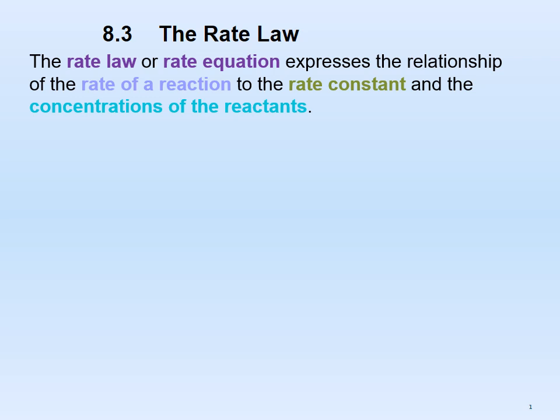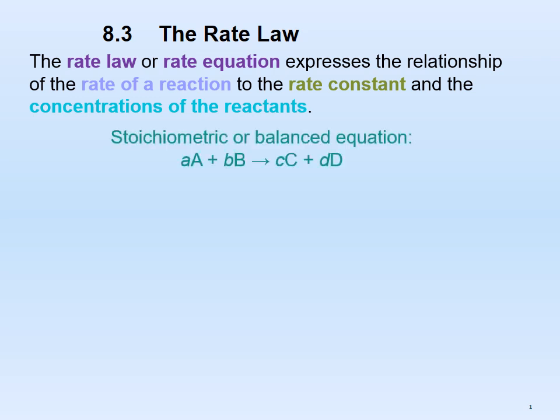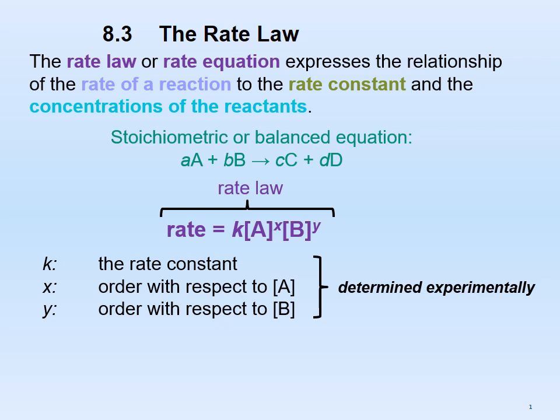Here is a general form of a balanced or stoichiometric equation where a moles of reactant A react with b moles of reactant B to give c moles of product C and d moles of product D. The rate law is rate equals k times concentration of A raised to power x times concentration of B raised to power y, where k is the rate constant and x is the order of reaction with respect to concentration of A, and y is the order of reaction with respect to concentration of B.